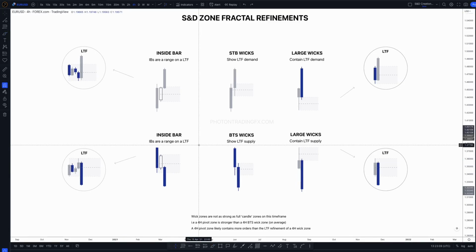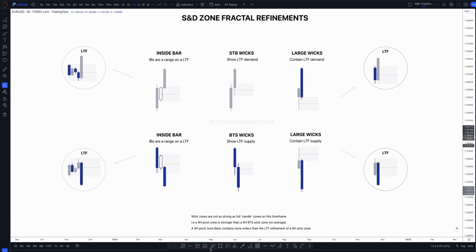Now, the final and only key point I want to make about these fractal zones, and more so about the two types of wick zones here, is that in my experience in my testing, I don't view those types of zones as strong as a normal type of pivot zone, okay? So just think about one time frame now, the 4 hour. Imagine these are all 4 hour candles, okay?